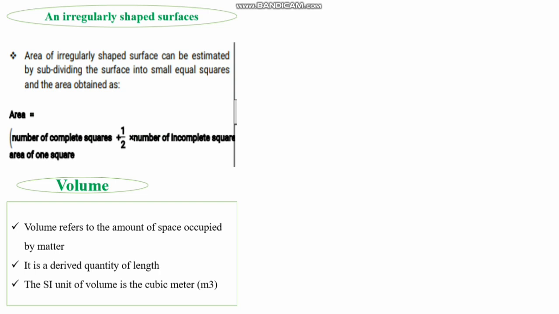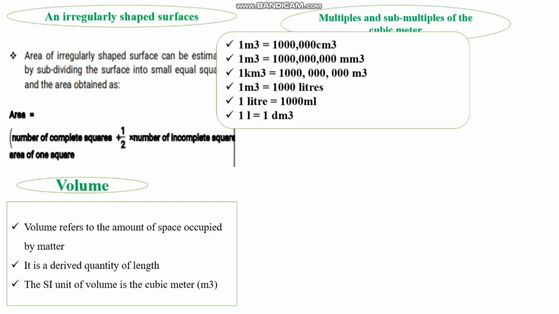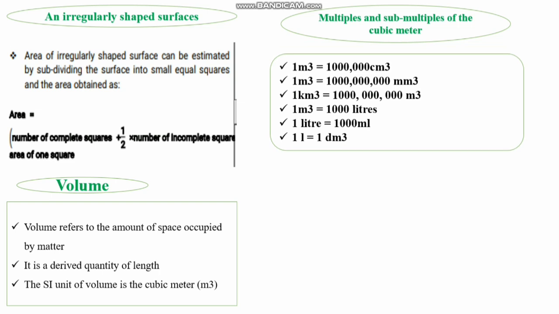So the volume is a derived quantity because it involves multiplication of a basic physical quantity, which is length. The SI unit of volume is cubic meters. So the following are the multiples and submultiples of the cubic meter.